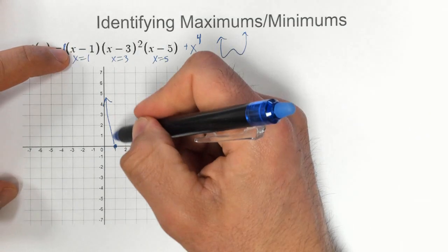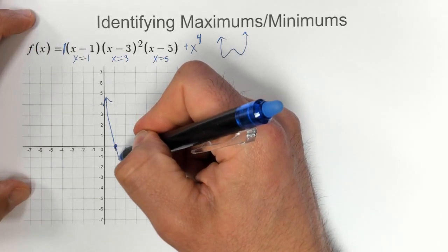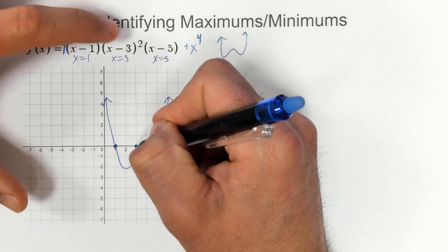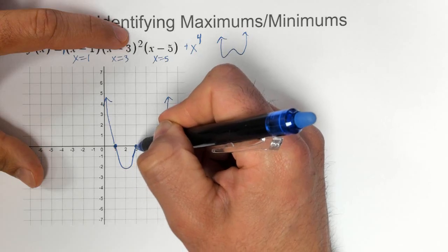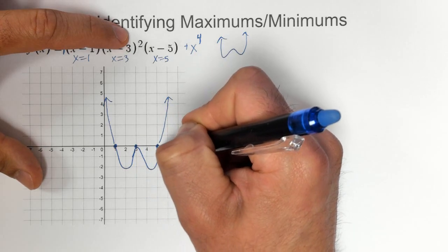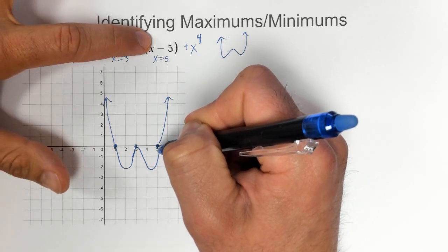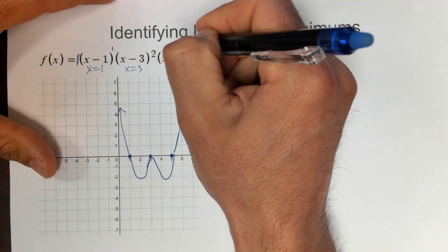When we get to 1, there's only one term, which means I'm going to go through that point. And then I'm going to go back to 3, the next x-intercept, and this one's going to bounce because there's 2 of them. Meaning when it touches, it's going to go back down. And then when I get to 5, it's going to go through because there's only one term. We have 1, 1, and 2.